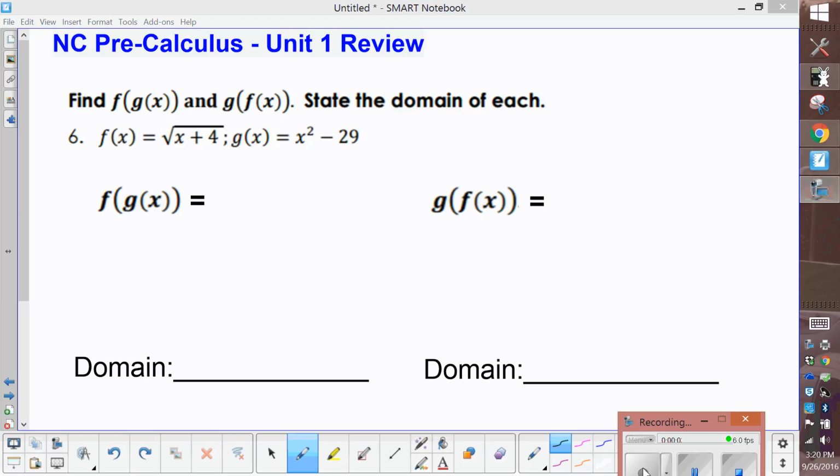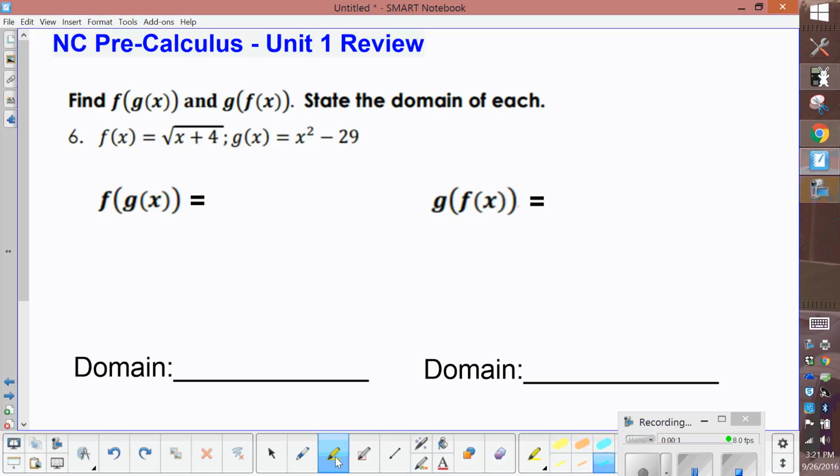All right, this is from Unit 1 Review, question number 6. This is composite functions. The easy way I like to explain this is we are taking a function, or some math, and plugging it inside of other math. You'll notice I have g of x inside of f. That means I'm going to take the math that goes with g and plug it into f. And likewise, when I flip it, f of x is inside of g. I take the math that goes with f and plug it into g.